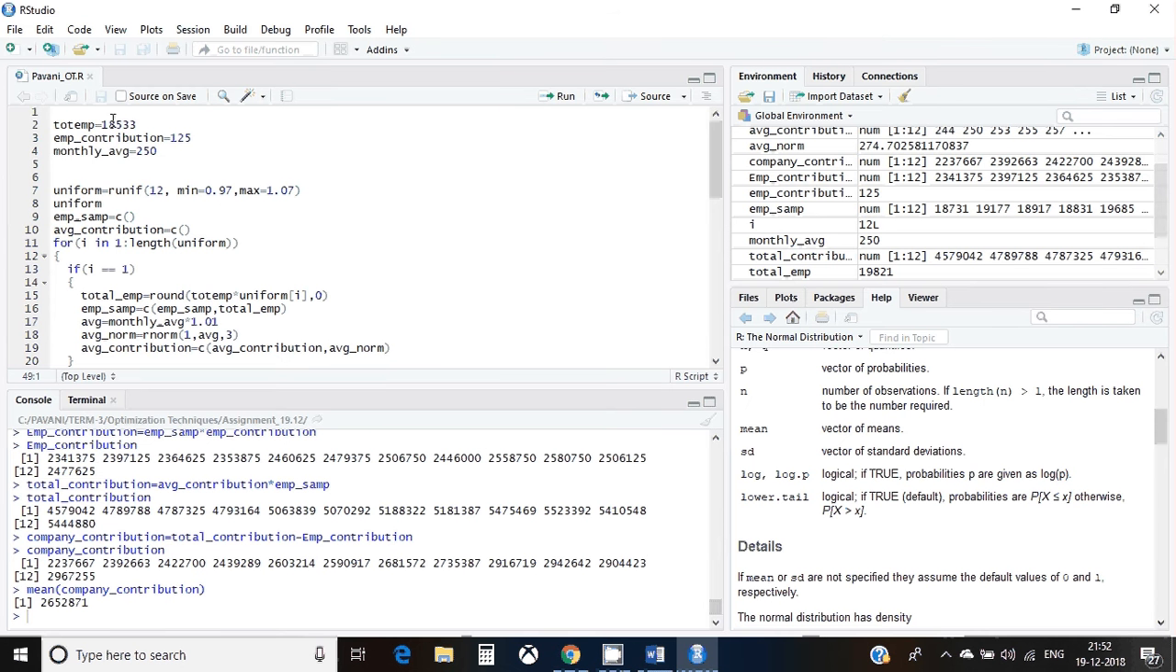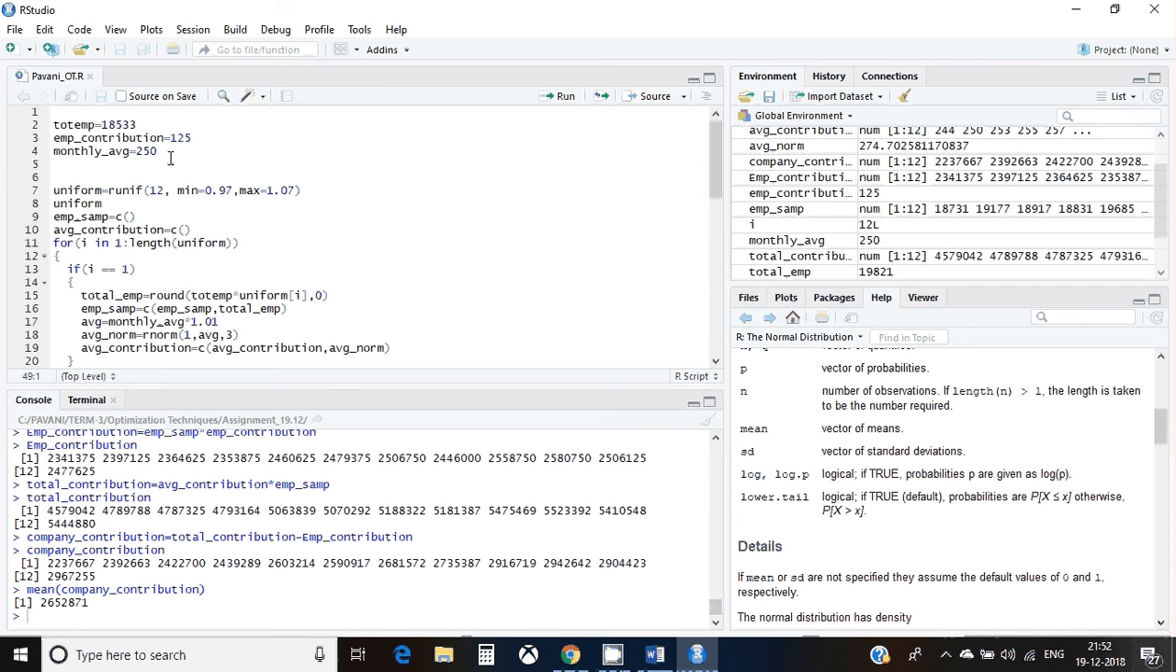Here, the total number of employees is 18,533. The employee contribution is $125, which is already given in the question. The average monthly health claim was $250 last month. That is indicated by this particular variable, monthly average.